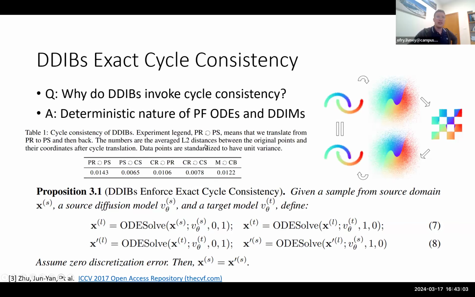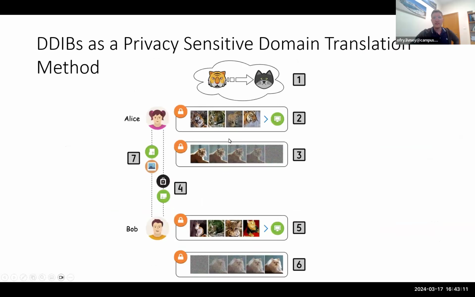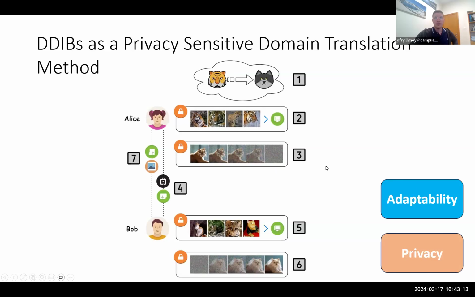And we can say that the DDIBs architecture actually gives us this cycle consistency that we wanted. Now, what about privacy and adaptability? Well, in terms of privacy, let's say we have Alice and Bob, and they each have their own privacy-sensitive domain of tigers and cats.